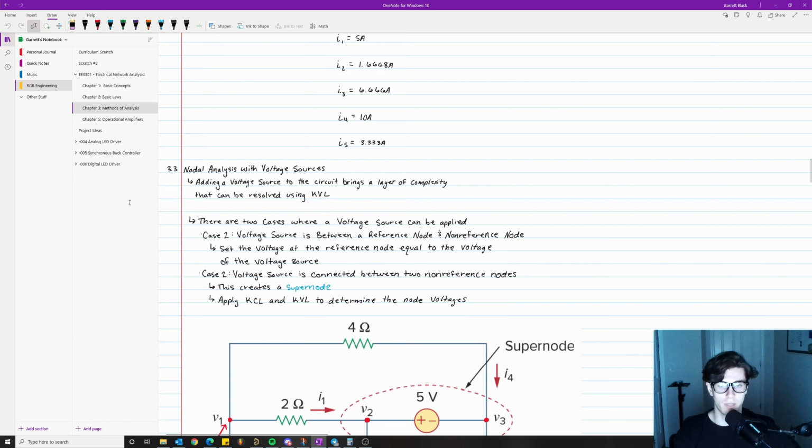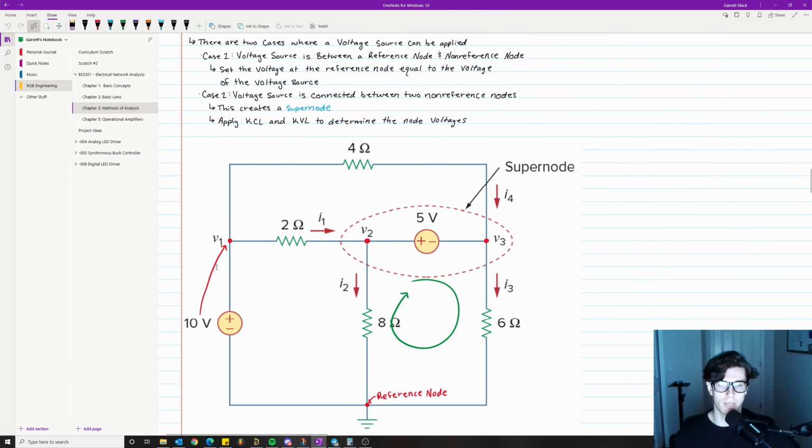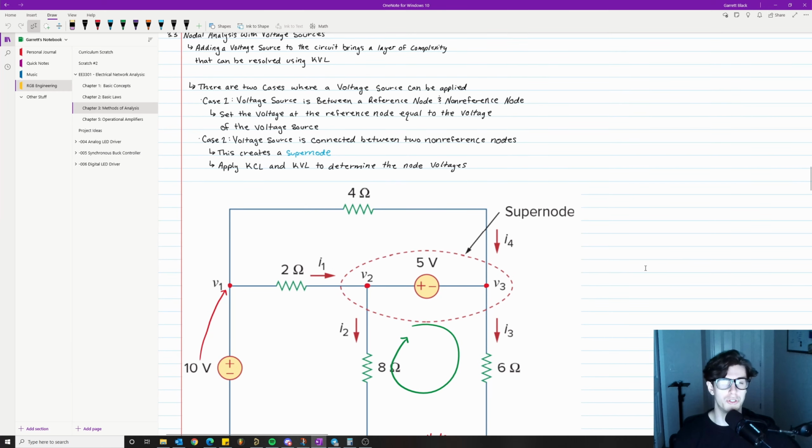Case 1 is when the voltage source is between a reference node and a non-reference node. So let's take a quick look right here. This is an example of case 1. We have a voltage source between a reference node, which is 0 volts, and a non-reference node, which is this one, right? So we're between this 0 volts and V1. Okay, so that's case 1. What you do in that case is you set the voltage at the non-reference node equal to the voltage of the voltage source. So V1 would become equivalent to 10 volts in this case. And we're going to work out a specific example and how to do everything, so do not worry, okay?